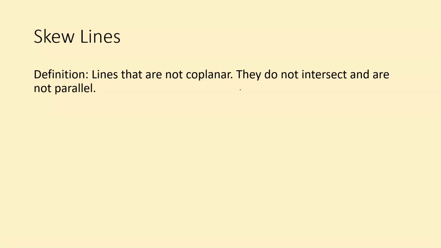So this means that they do not intersect. They cannot intersect if they're not coplanar, and they are not parallel. So parallel lines don't intersect, but parallel lines are coplanar. Skew lines are not coplanar, they do not intersect, and they're not parallel. So let's go ahead and draw a picture of what this looks like.